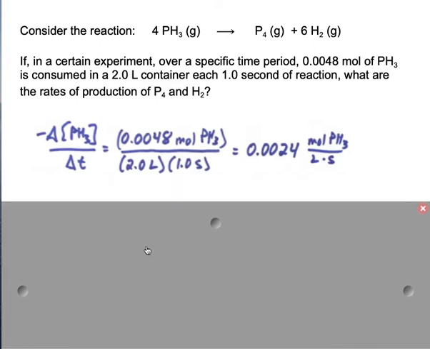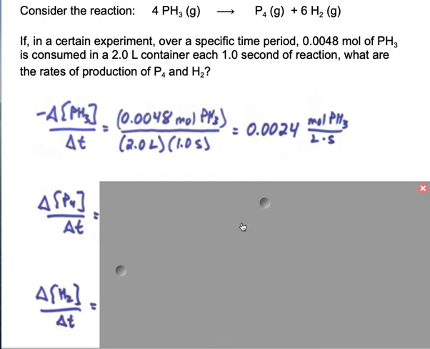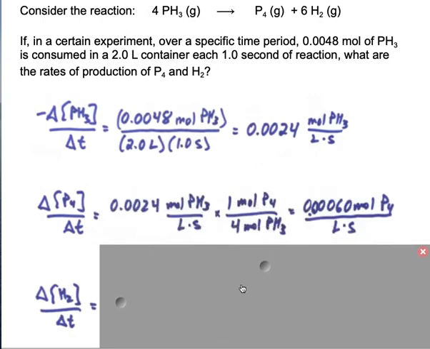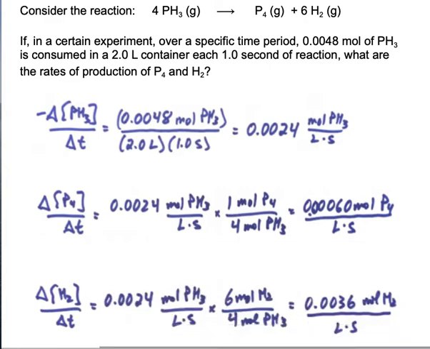So to calculate the rate at which P4 is being formed, I'll take my 0.0024 moles of PH3 per liter per second and then simply multiply by a mole ratio, 1 mole of P4 for every 4 moles of PH3, to calculate the rate at which P4 is being produced. And I'll do the same thing to calculate the rate at which hydrogen is being produced: take my rate of consumption of PH3 and multiply by the mole ratio, 6 moles of H2 produced for every 4 moles of PH3 consumed, to get the rate at which hydrogen is being produced.